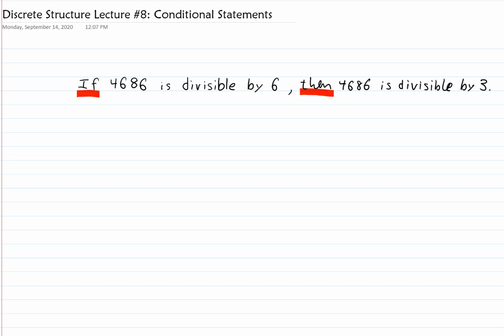If-then. This sentence is not at all discussing whether or not 4,686 is divisible by 6. It is simply saying that if that were the case, then something else would also be true, that it would also be divisible by 3. Okay? Another example is if you were to say, if it's raining tomorrow, then I will wear a jacket.